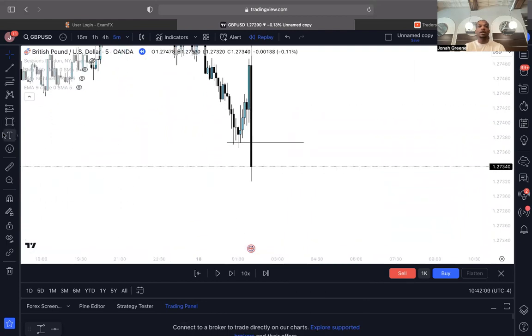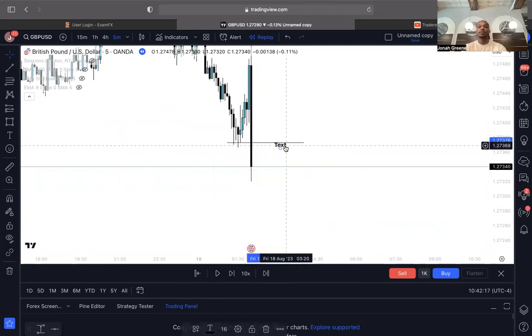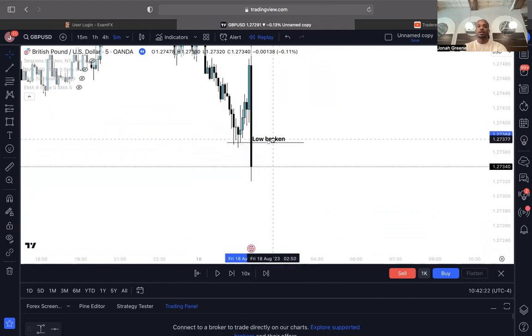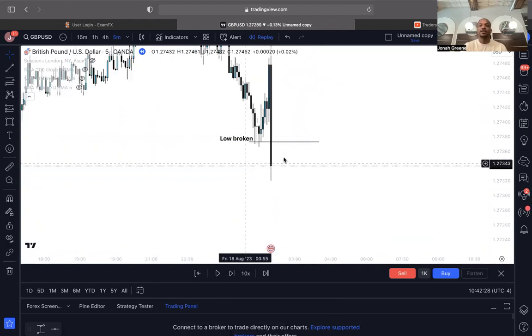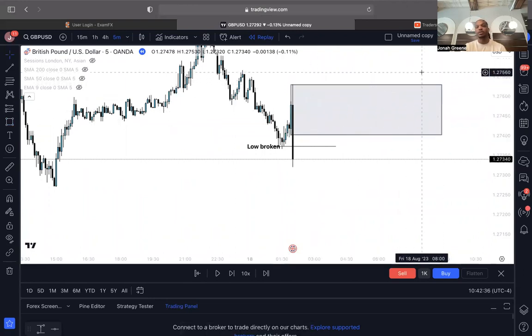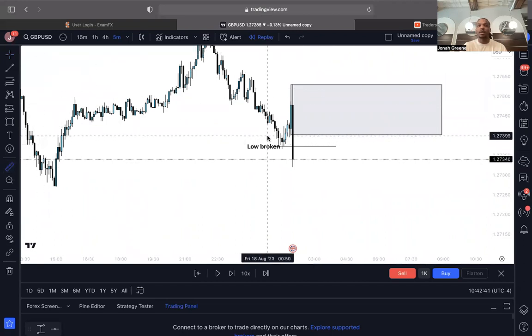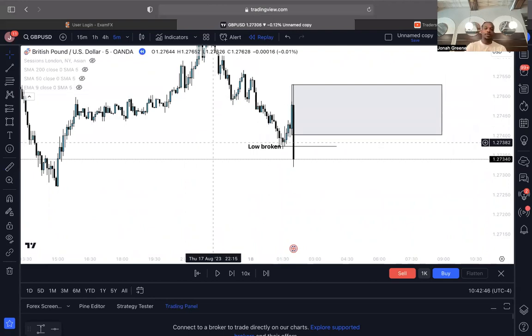So since there was a low broken, let me go ahead and demonstrate this. Since there's a low broken, there is now what I call a supply zone. You can call it a resistance zone, but it's a supply zone. This will be your supply zone, or your resistance zone if you want, to be looking for sells. Now this zone is a little bit big. It's about a 12 pip stop loss, but that is nowhere near a 20 pip stop loss or 30 pip stop loss.